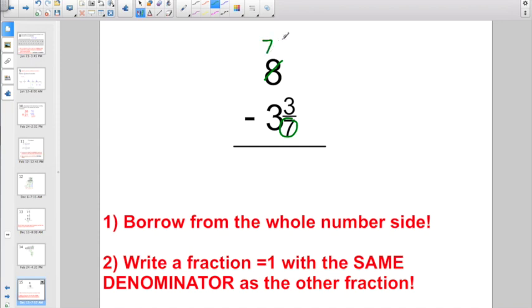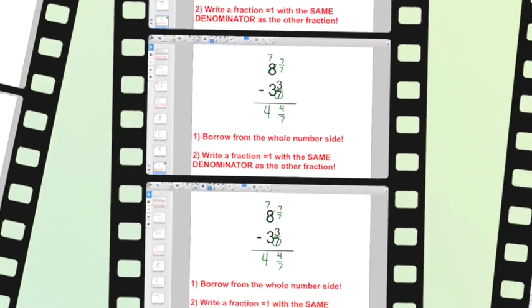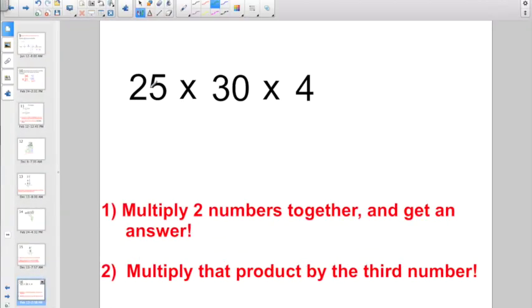And I'm going to bring one over. How do I write one whole as a fraction? 7/7, because I'm dealing in sevenths down here, right? Now I can subtract 7/7 minus 3/7. Hey, that's going to give us 4/7, right? Over to the whole number side, 7 minus 3, that's going to give us 4. 4 and 4/7.